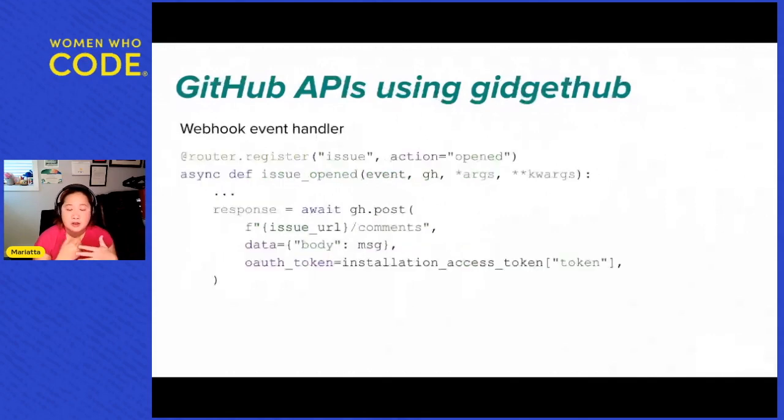Here's an example of how you can handle incoming webhook events using the library. The important part is the first line, where you see the decorator router.register issue and action is opened. This is where you are listening to webhook events for issues opened on GitHub.